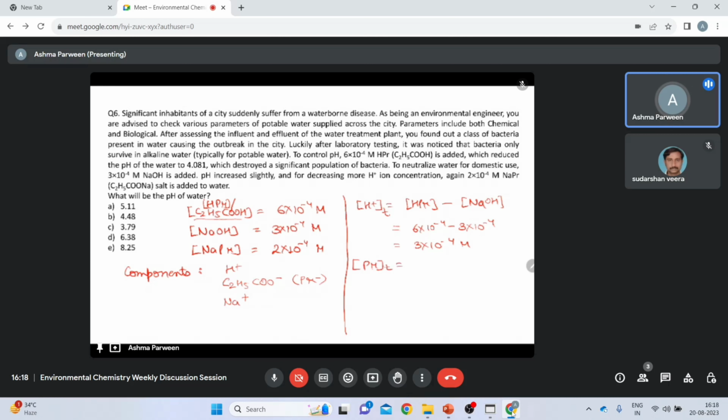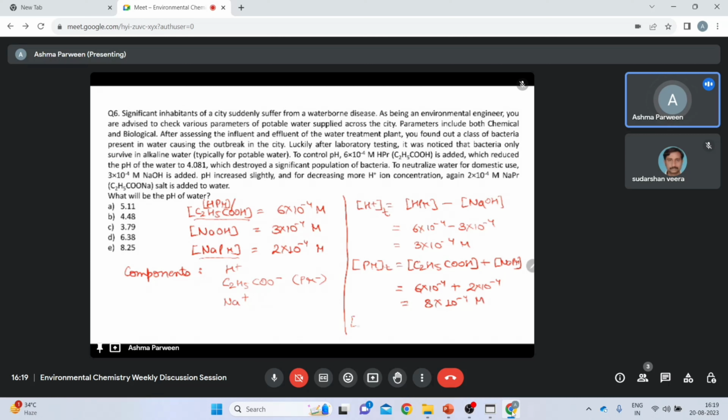We will get Pr from C2H5COOH and NaPr. So it will be C2H5COOH plus NaPr. We are adding 6 into 10 raised per minus 4 molar of this and 2 into 10 raised per minus 4 molar of this. So overall we have 8 into 10 raised per minus 4 molar of Pr minus in our system.